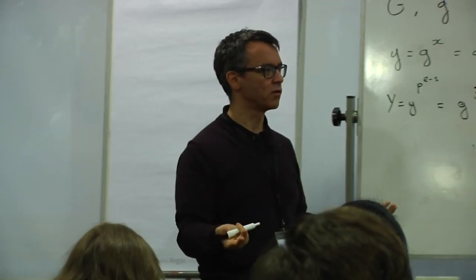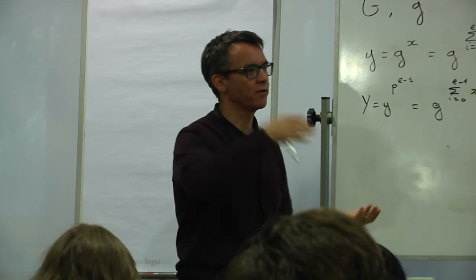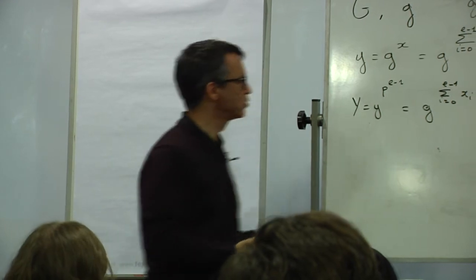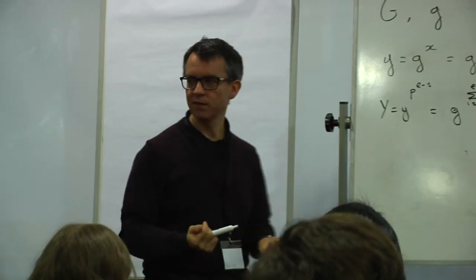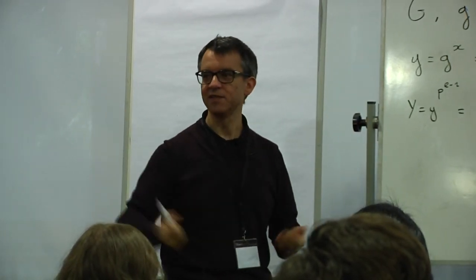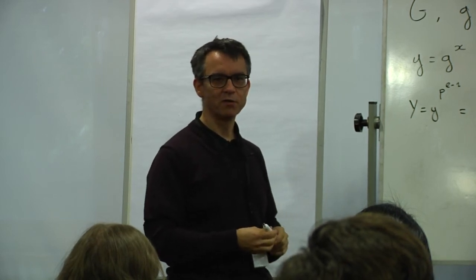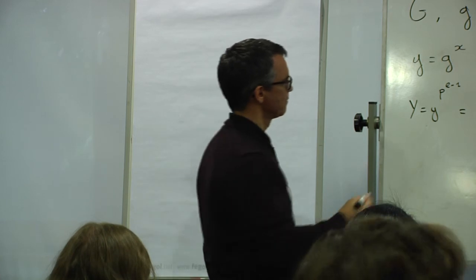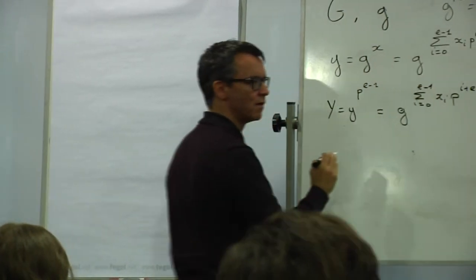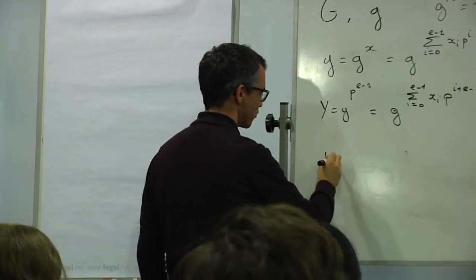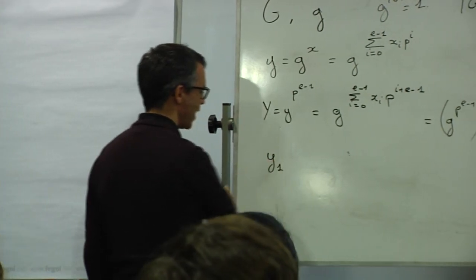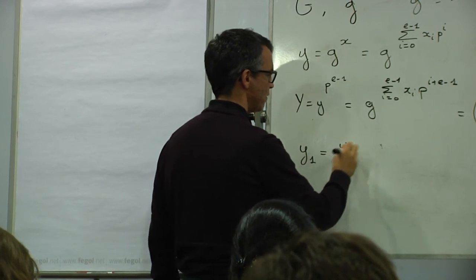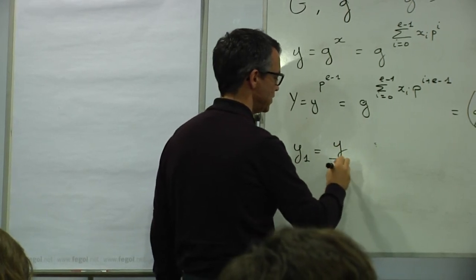And once you have x_0, you want to carry on and find x_1, x_2, x_3. I'm going to show how you can find x_1, and it will be very easy to do the recursion that way. To find x_1, once I know x_0, I'm going to write y_1 equal y over g to the x_0.